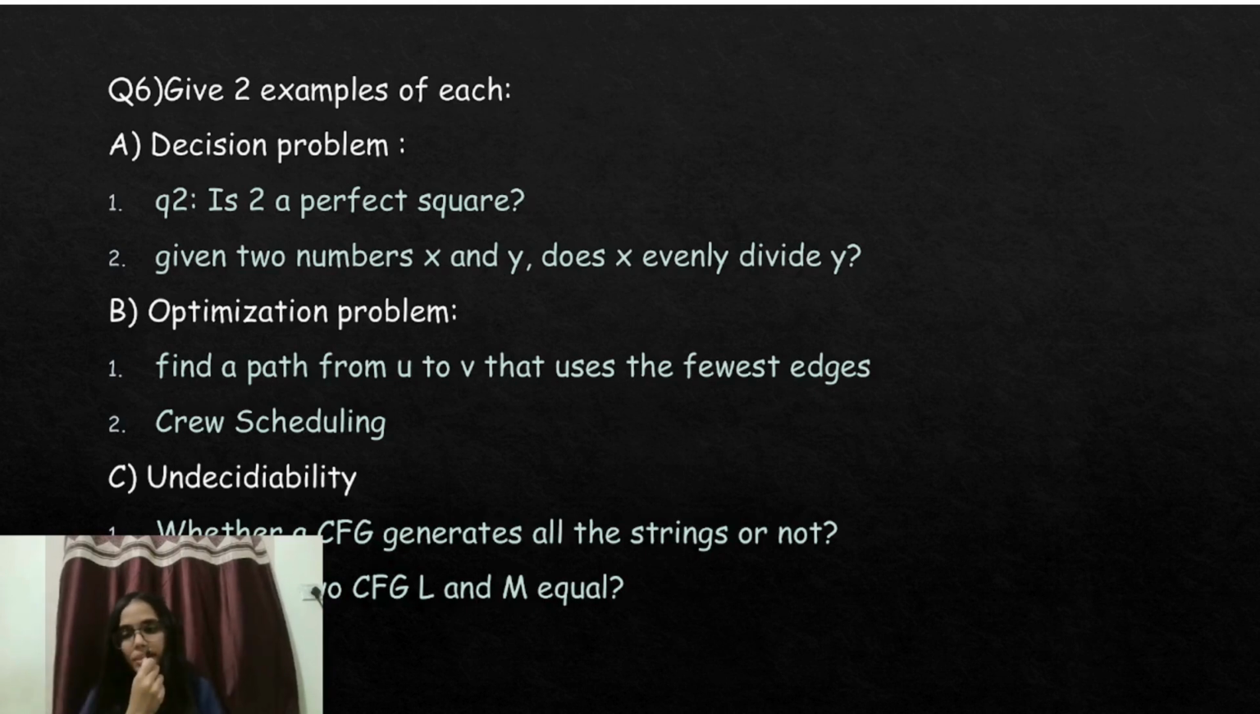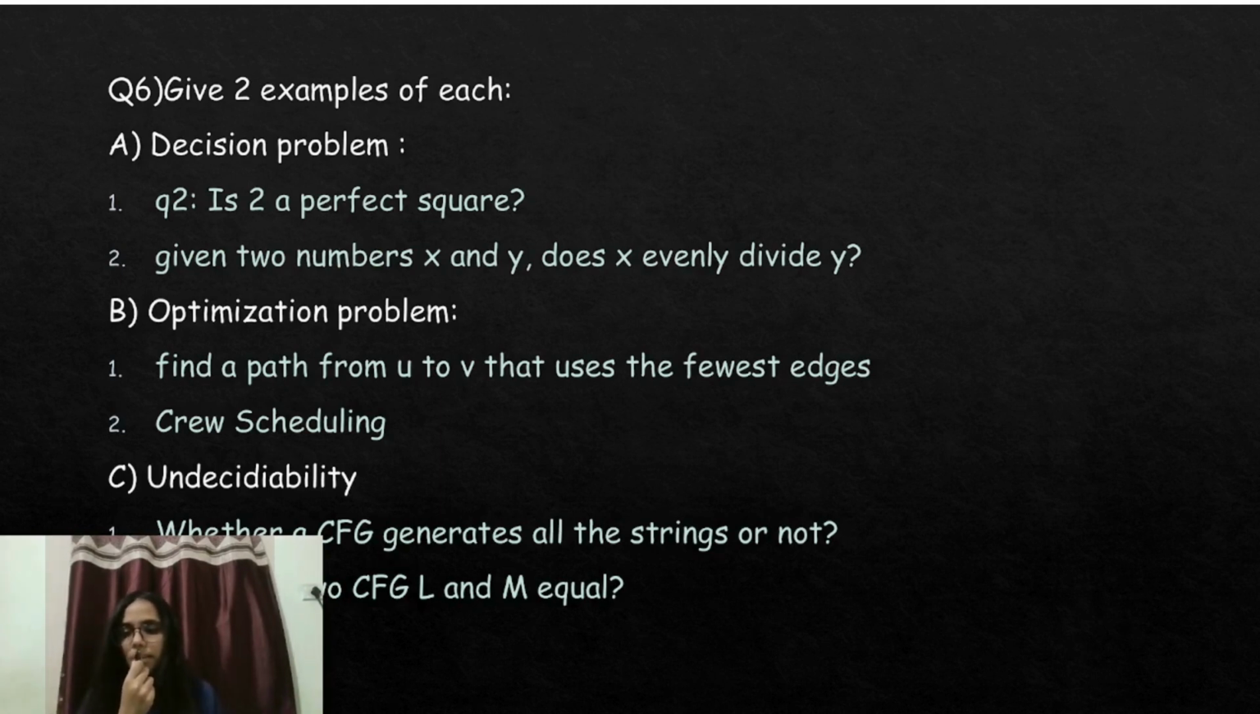The examples of optimization problems are: find the path from u to v that uses the fewest edges. It is used for finding the shortest distance, that is Dijkstra's algorithm used in maps. The second is crew scheduling. It is also an optimization problem.